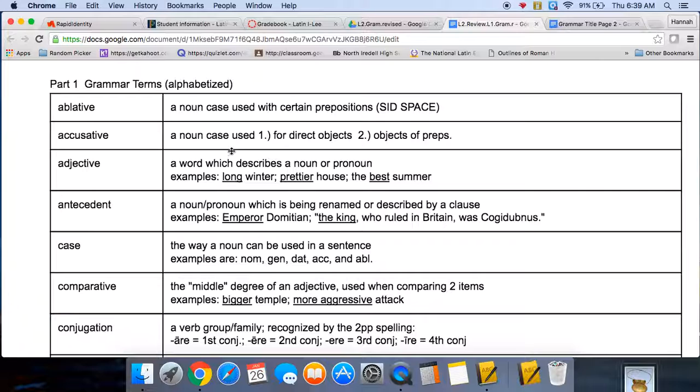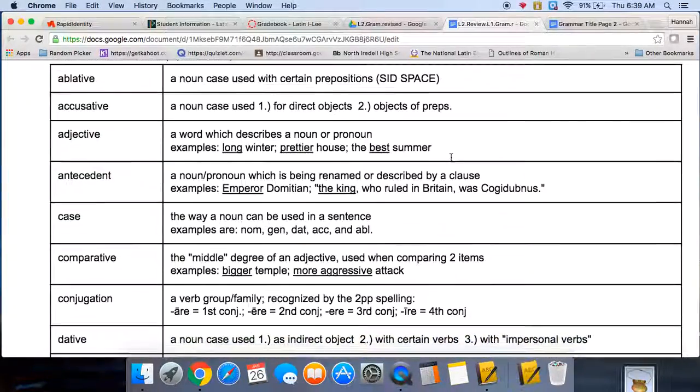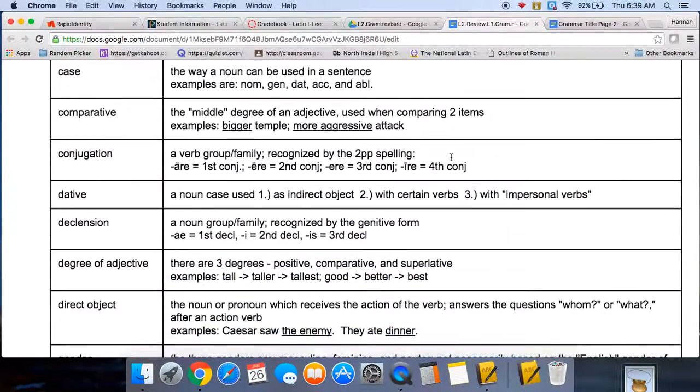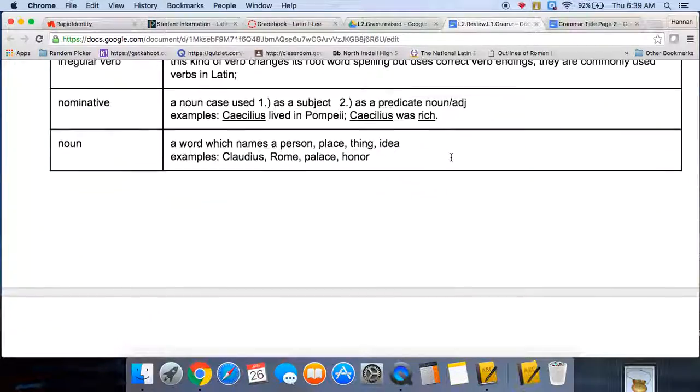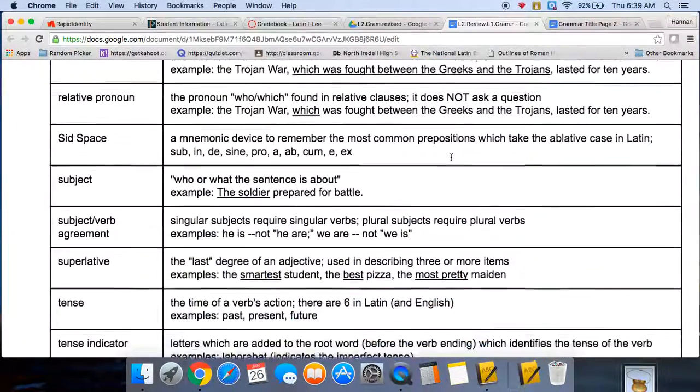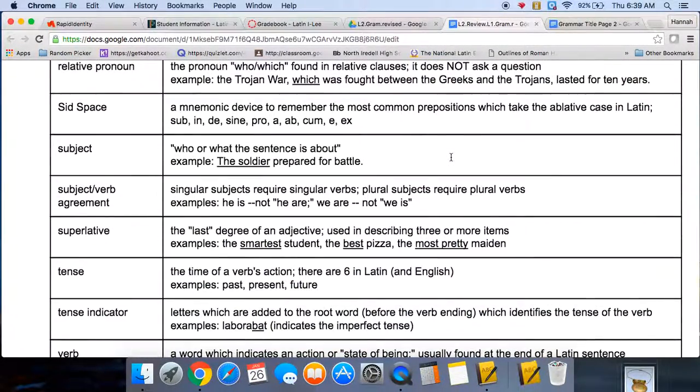Okay, let's take a look at a few of these. So the ablative, you know, is a noun used with certain prepositions, and SID space is a way of remembering those. I'm going to let you just kind of skim through what you have here. And if you were to go all the way down to SID space, I have SID space listed as a separate thing here underneath the dictionary. It is a memory tool to remember the most common preps that take the ablative.